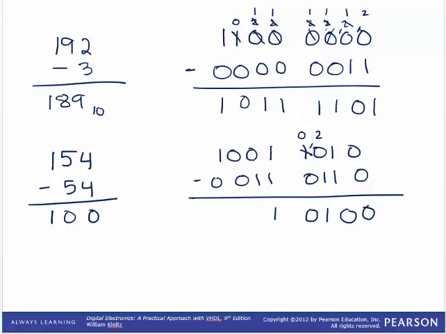I have another problem. I have to borrow again because I can't do 0 minus 1. So let's go over here and make that a 0, which makes this one a 1, 0, which is 2. But I'm going to borrow from it again and make this one a 1, 0, which is 2. 2 minus 1 is 1. 1 minus 0 is 1. And 0 minus 0 is 0. So that comes out to be 1, 2, 4, 8, 16, 32, 64. Let's add those up. 64, 32, 16, and 4, 10.